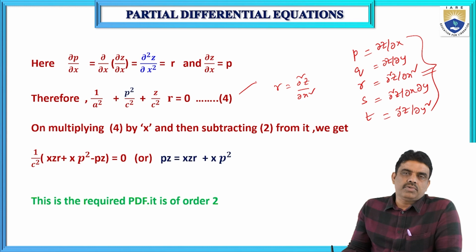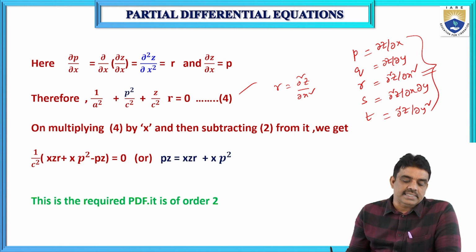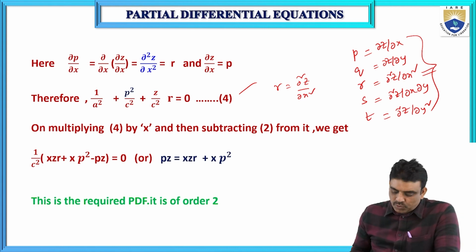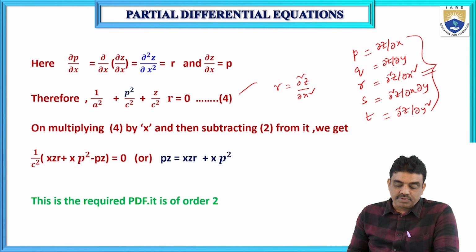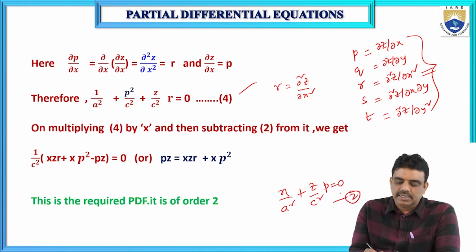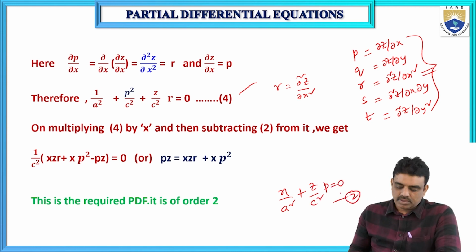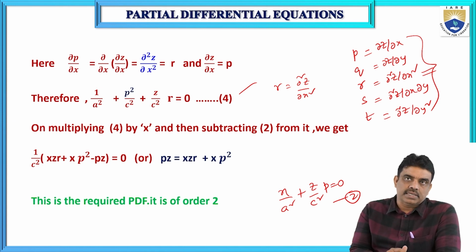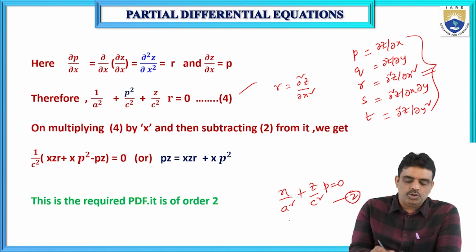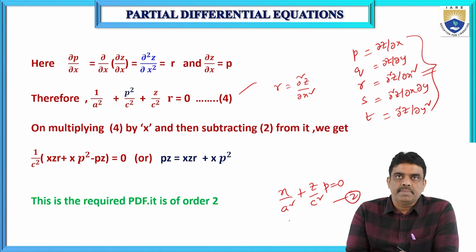Now what is our target? We have to eliminate the constants a, b, c. That can be done by using equations 4 and 2. Already we have seen equation number 4. And equation 2 is 2x by a square plus z by c square into p is equal to 0. This is equation number 2. Already we have seen it by differentiating partially with respect to x. So this and this we are using to eliminate the constants a, b, c.